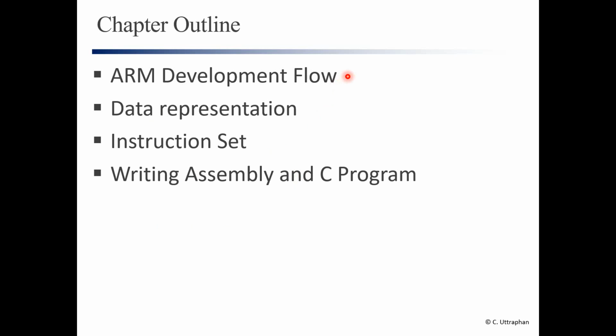These are what we will learn in this chapter. The first one is the ARM development flow in terms of program development. Next, we will look at how the data is represented in the microprocessor. Then, we will learn some of the common instruction set in detail. And the last one is how to write the program for the microprocessor, both in assembly and C languages.